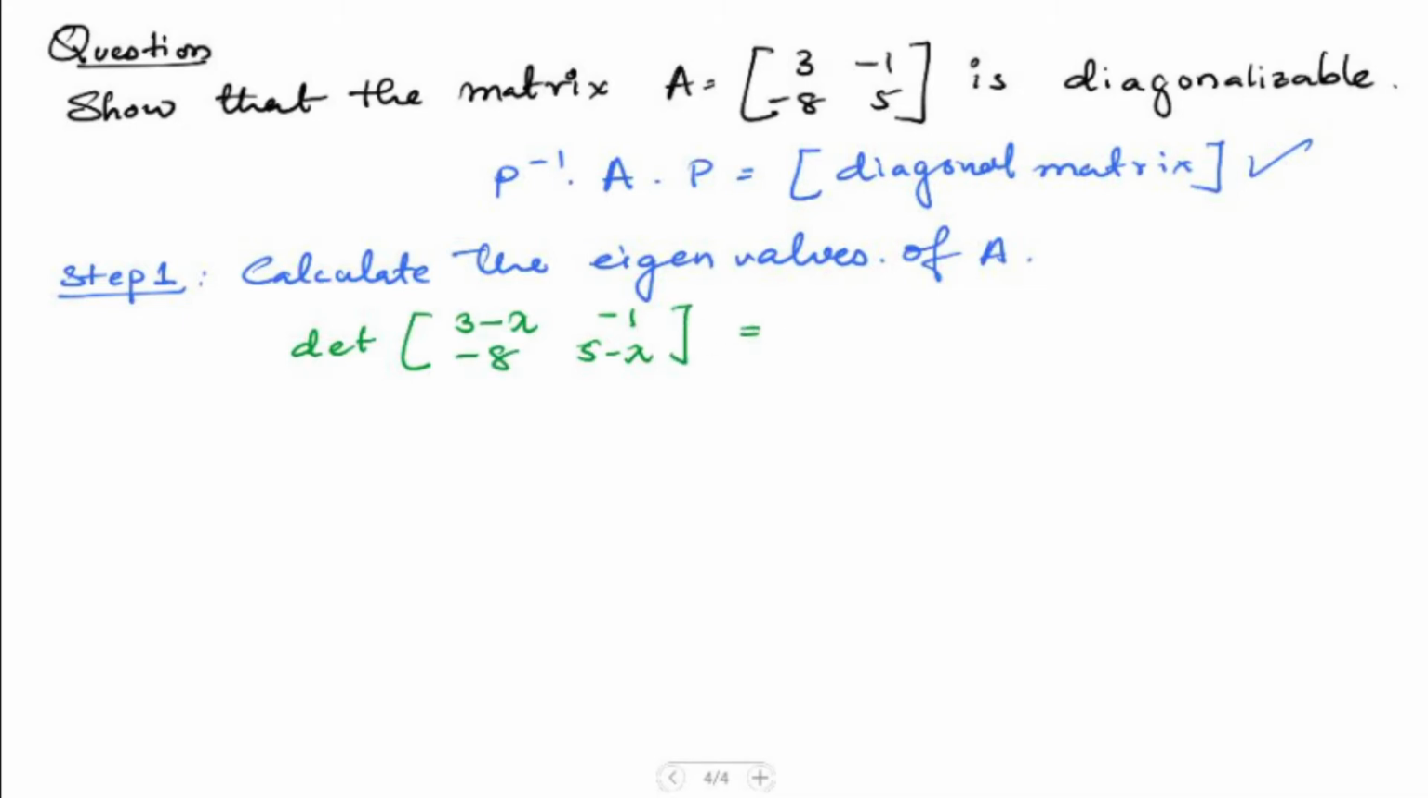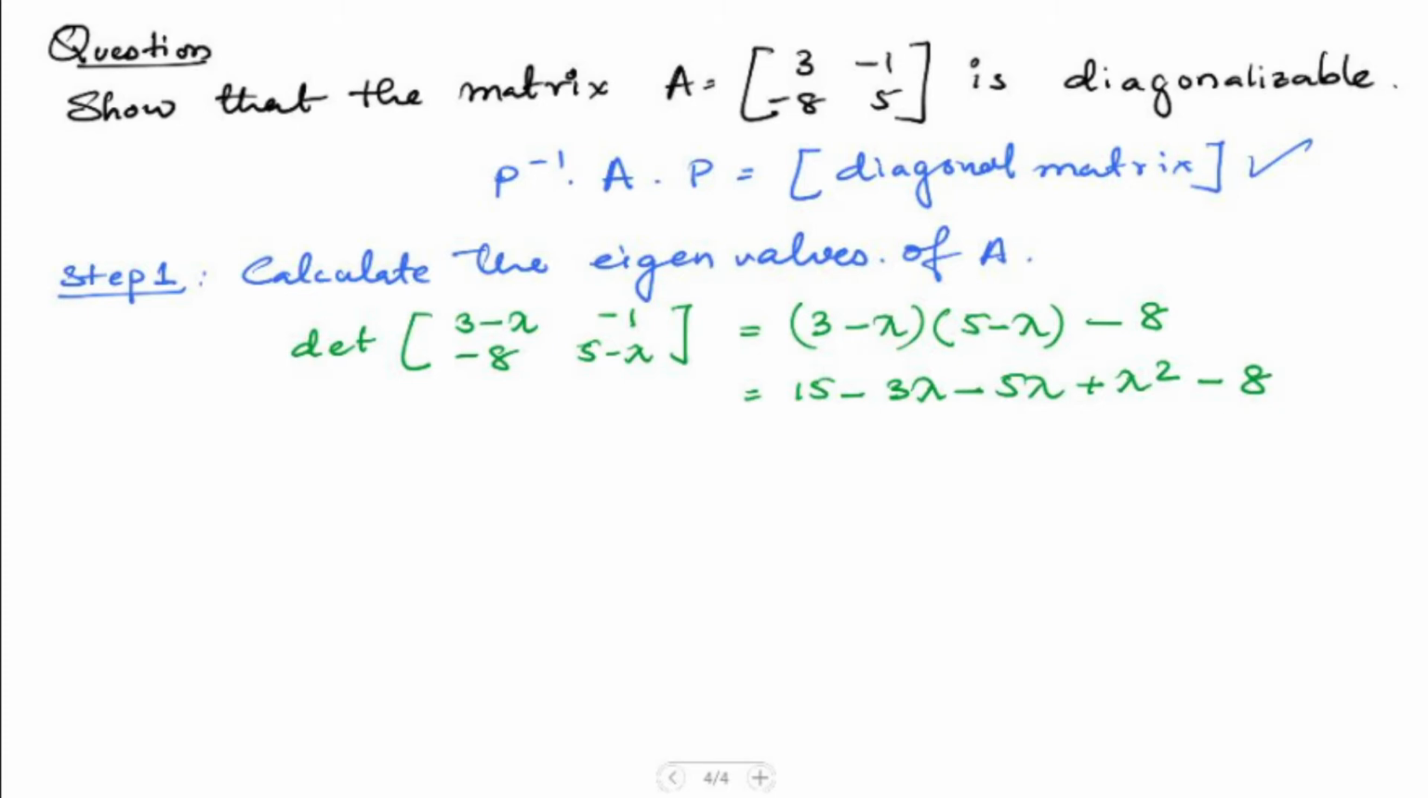And the determinant of this matrix here will be (3 minus lambda) times (5 minus lambda) minus 8 times minus 1, which is plus 8. And now if you open the brackets here, you will have 15 minus 3 lambda minus 5 lambda plus lambda squared minus 8.